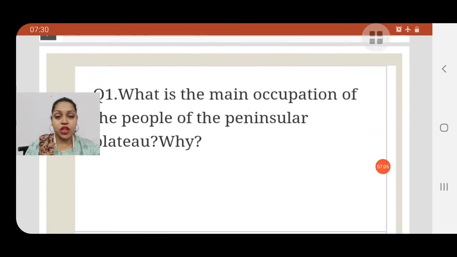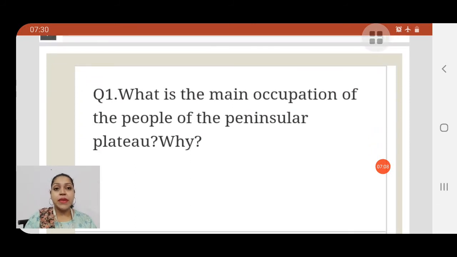And your homework question is, children, this one. What is the main occupation of the people of the Peninsular Plateau and why? So this is your homework question. All this I'll upload in the Google Classroom, and you children will write the answers and submit them in the Google Classroom.